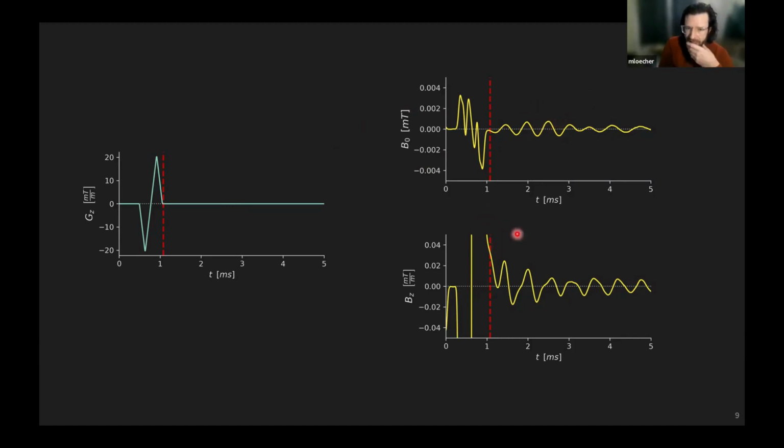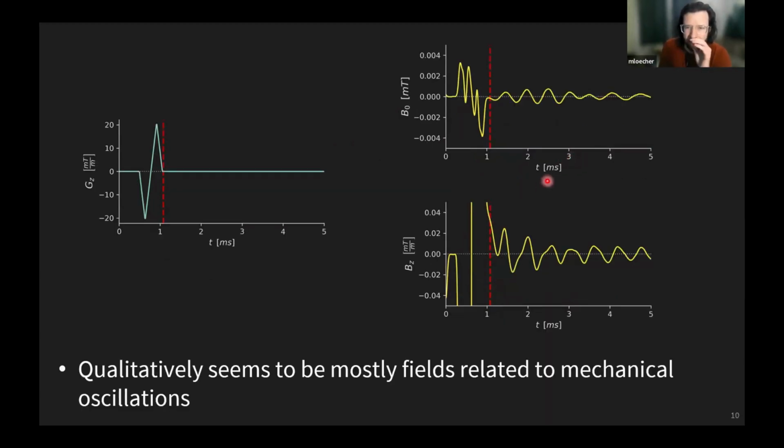This is what's causing the error. What you can see from this is that we definitely have noticeable fields here. They're not particularly big, but they're big enough to cause our problems. Qualitatively, you can maybe pick out that they seem to be mostly related to mechanical oscillations. Generally, we're seeing them in the 1 to 2 kilohertz range, maybe 1 to 3 kilohertz, where a lot of people see them, and these correspond to acoustic resonances that we've measured before.